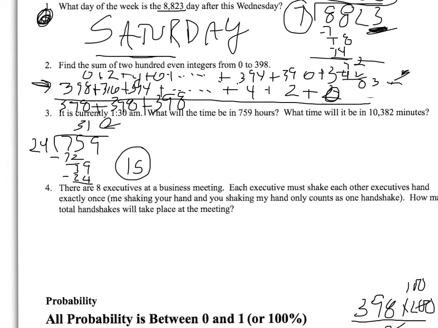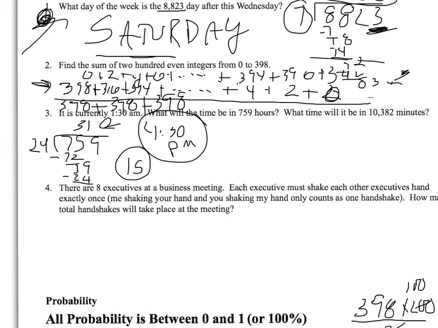31 days after 1:30 a.m., it's still 1:30 a.m. 15 hours after, though, well, 12 hours later, it'd be 1:30 p.m. Then we have 3 more, so we're talking about 4:30 p.m. That is the time of the day. So it really follows the same logic as we have up here.